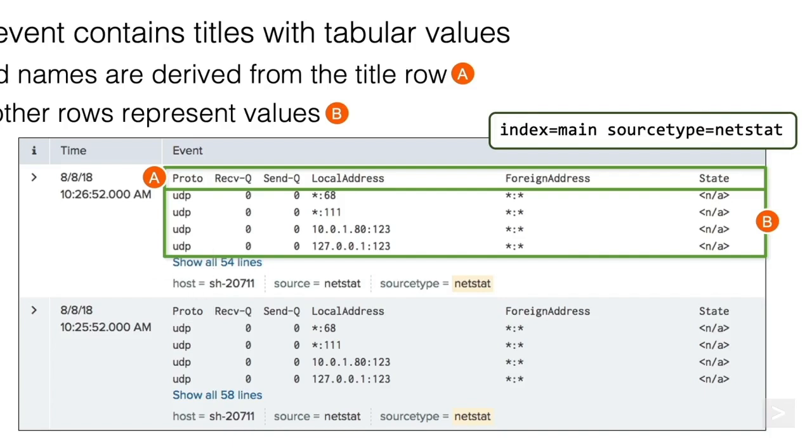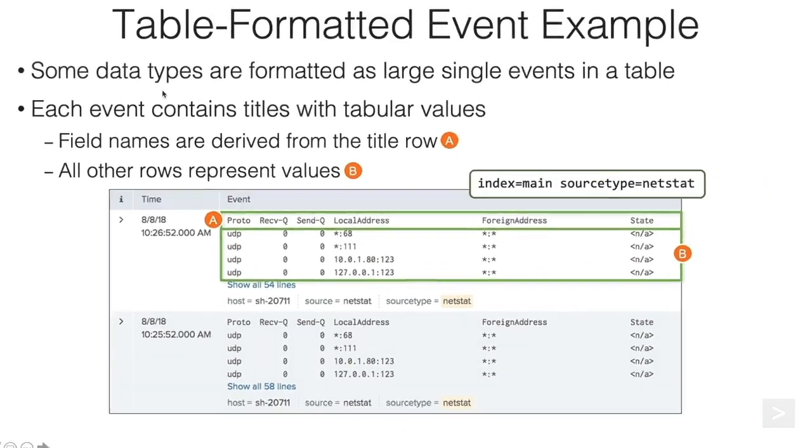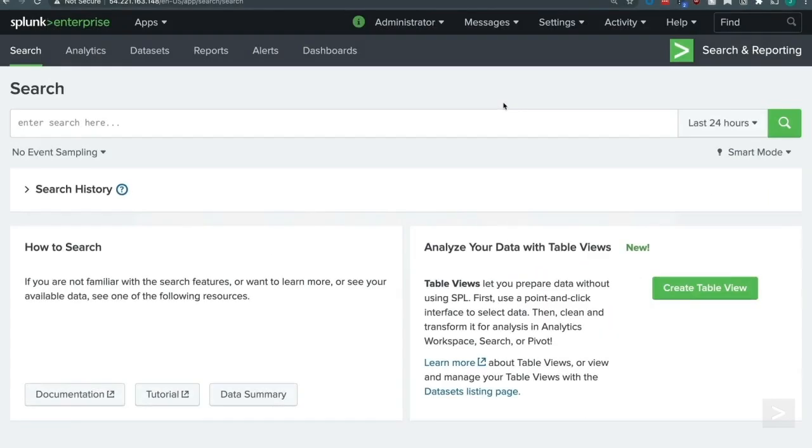Multi-kv will separate each row within each tabular event into its own individual event, and we will see events with the same date and timestamp if they came from the same original event. Each row represents a record in this formatted data, which is why we are extracting each one into its own event. Let's go ahead and switch over into a demo and take a look at some netstat logs and apply the multi-kv command.